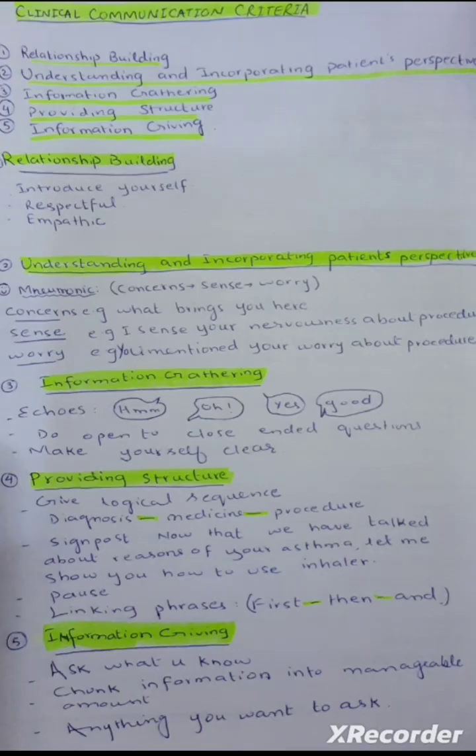Now, coming to the information gathering component, you must gather all the relevant information. For example, when you ask about her concerns, her worries, and her nervousness or sadness about certain things, you must not be sitting quiet and listening to the patient, just making faces. You should also be echoic. For example, you may produce sounds, oh yes, good. And then go from open to close-ended questions, never close to open-ended questions.